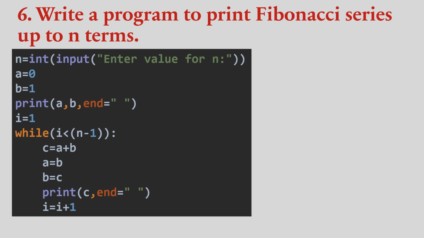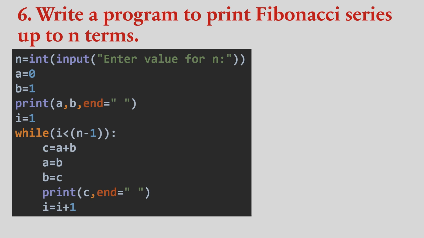Now your first term becomes the second term, that is A is equal to B, and the second term becomes the third term, that is B is equal to C. So it has to print C, and every time the I value will be incremented by 1. So here, why have we taken I is less than n minus 1?